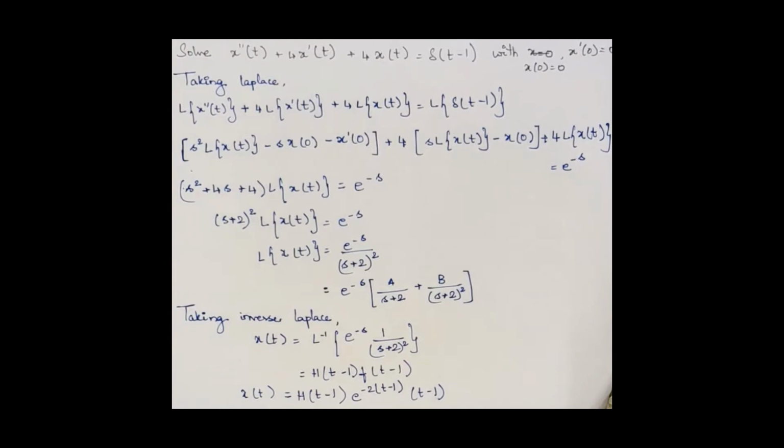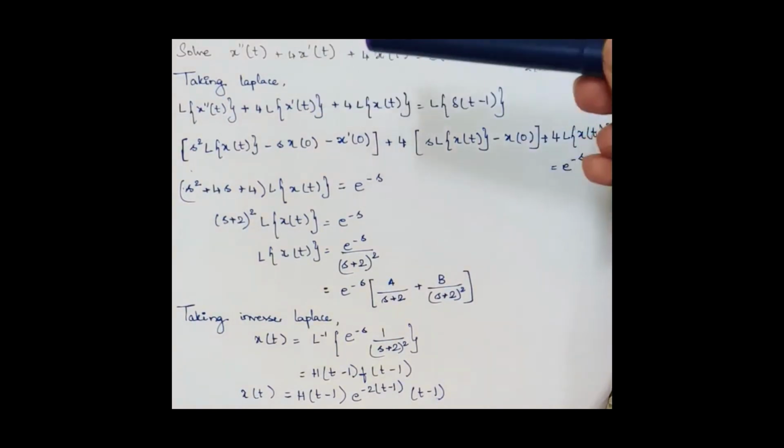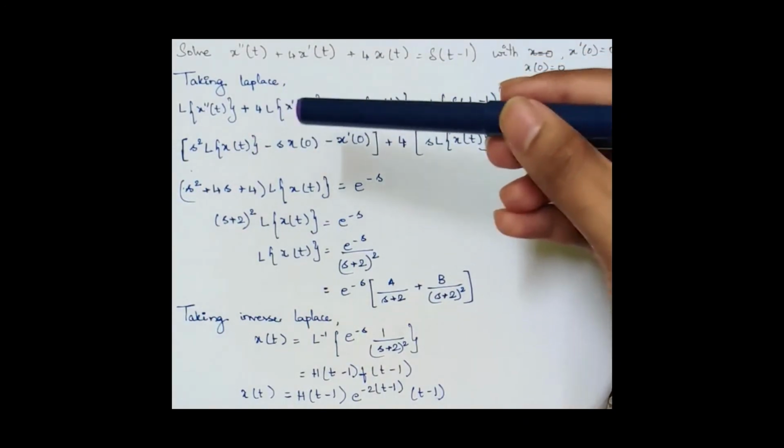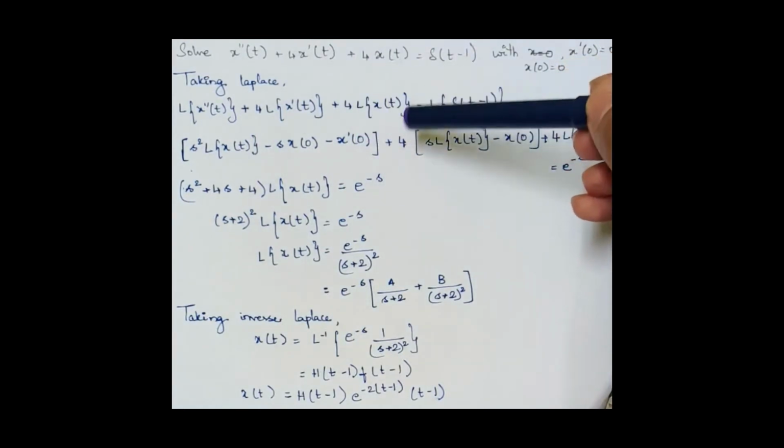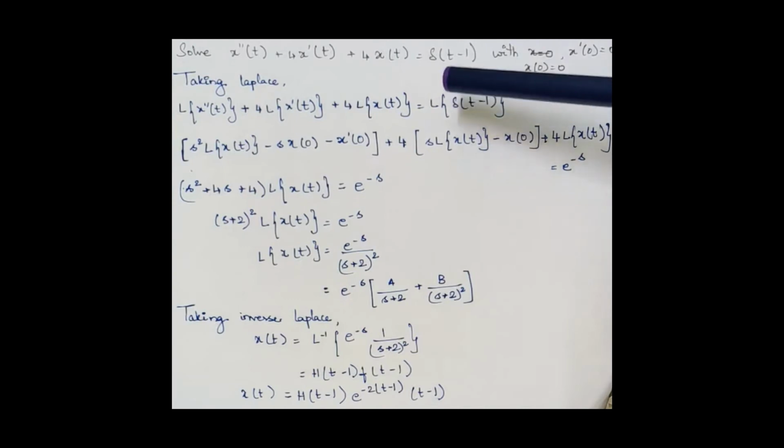Here's your sample question. Solve the second order derivative of x with respect to t plus 4 times the first order derivative of x with respect to t plus 4 x of t is equal to delta of t minus 1, which is a unit impulse function, and your value of a is 1. They've given the initial conditions that x of 0 is equal to 0 and x dash of 0 is equal to 0. Taking Laplace as usual, you have Laplace transform of x double dash of t plus 4 into Laplace transform of x dash of t plus 4 into Laplace transform of x of t is equal to Laplace transform of delta of t minus 1.